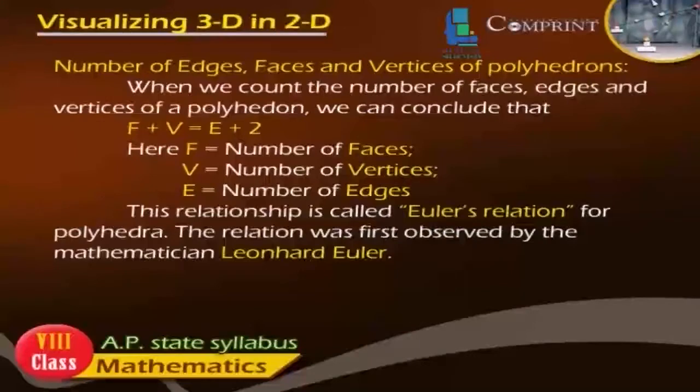Number of edges, faces, and vertices of polyhedrons. When we count the number of faces, edges, and vertices of a polyhedron, we can conclude that F plus V is equal to E plus 2. Here, F is equal to number of faces, V is equal to number of vertices, E is equal to number of edges. This relationship is called Euler's relation for polyhedra. The relation was first observed by the mathematician Leonhard Euler.